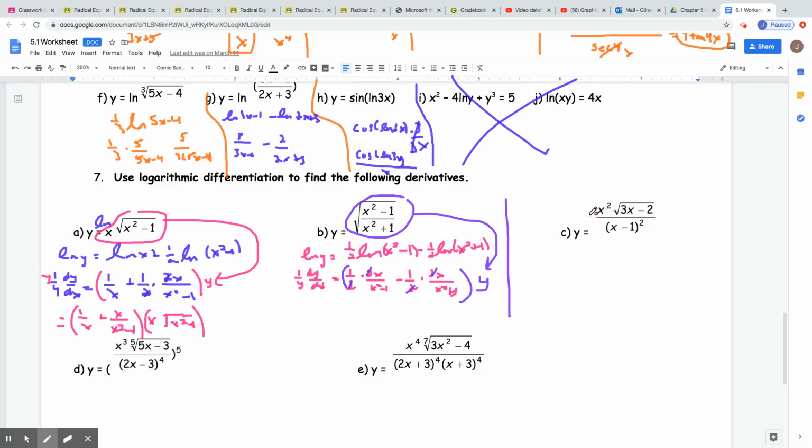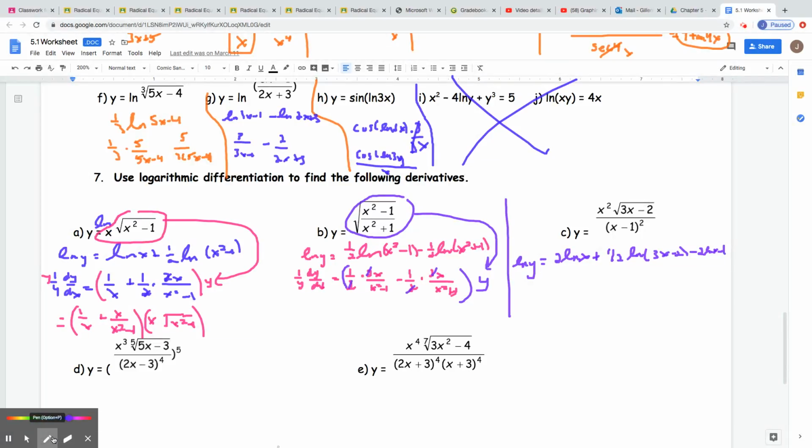All right. For C, same thing. Take the natural log of both sides. Then we just have to do a lot of expanding for this one. Natural log of y equals 2 natural log of x plus, because it's on top, 1/2 because it's a square root, natural log of 3x minus 2. Minus, because it's on the bottom, 2 natural log of x minus 1.